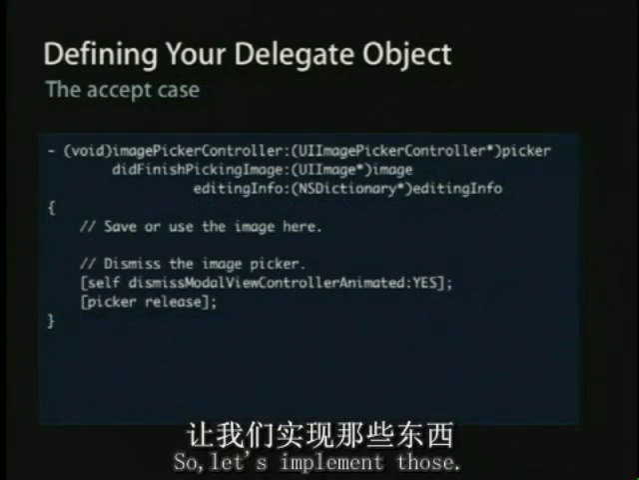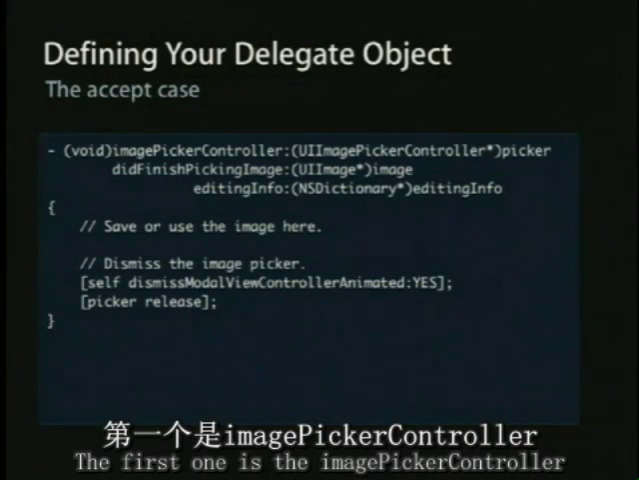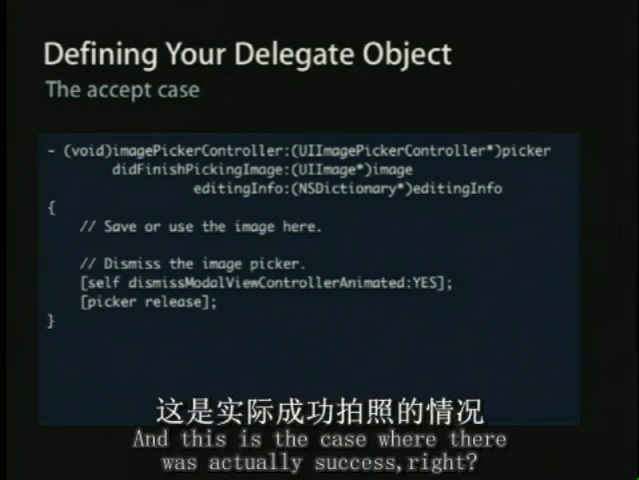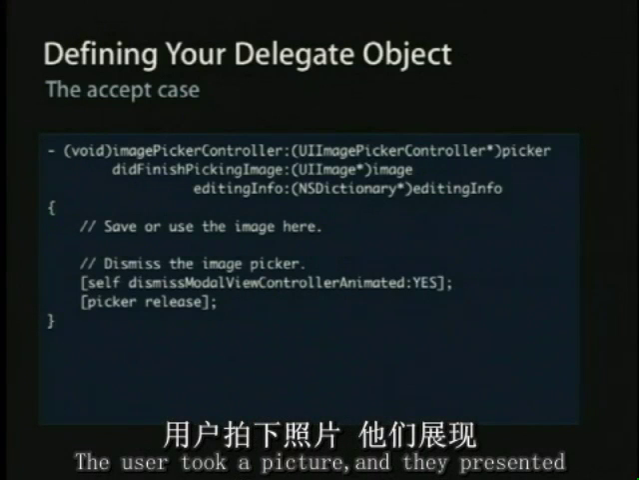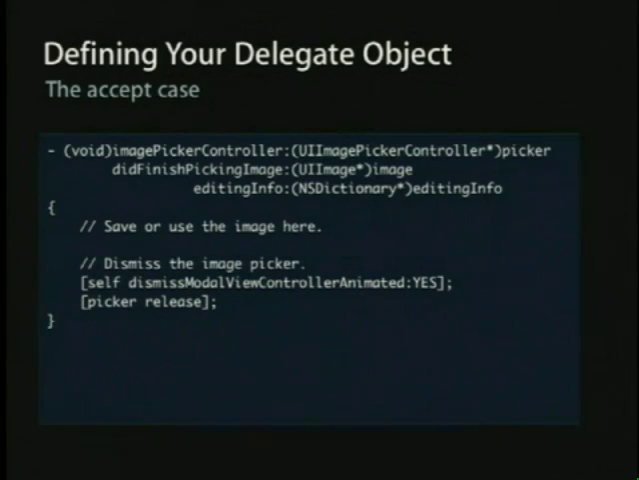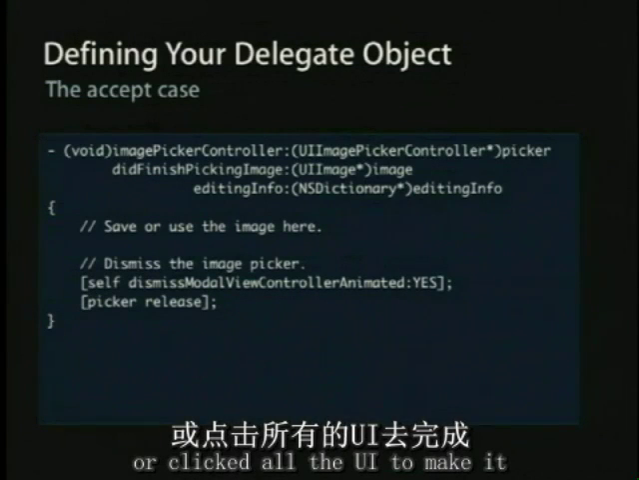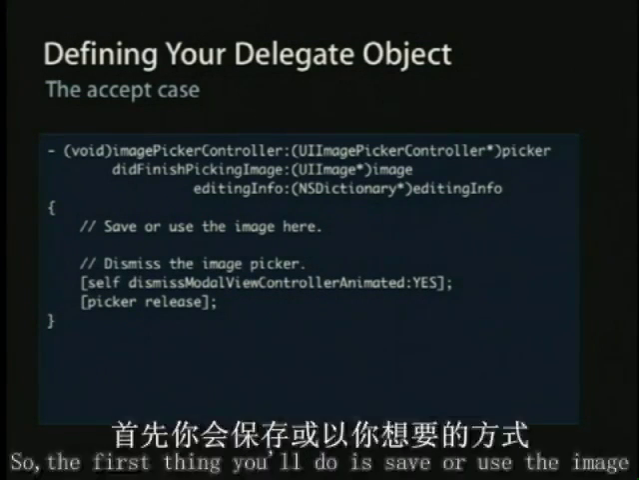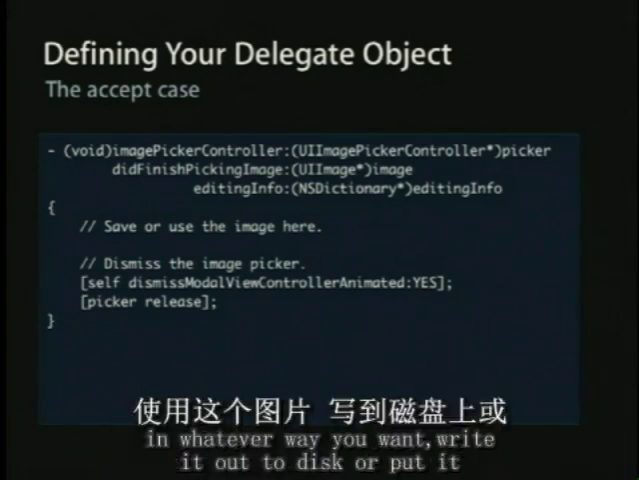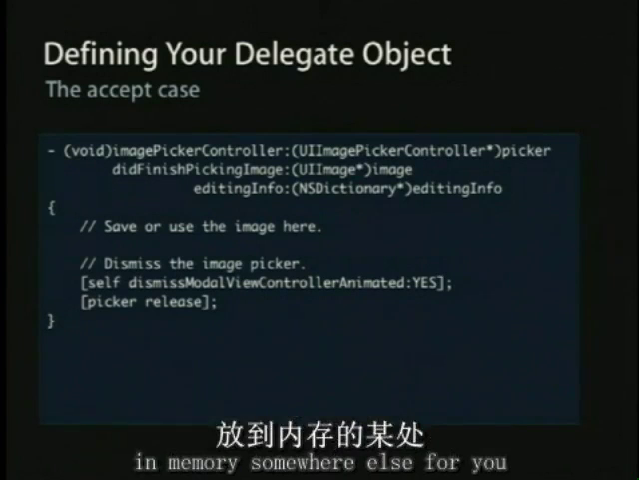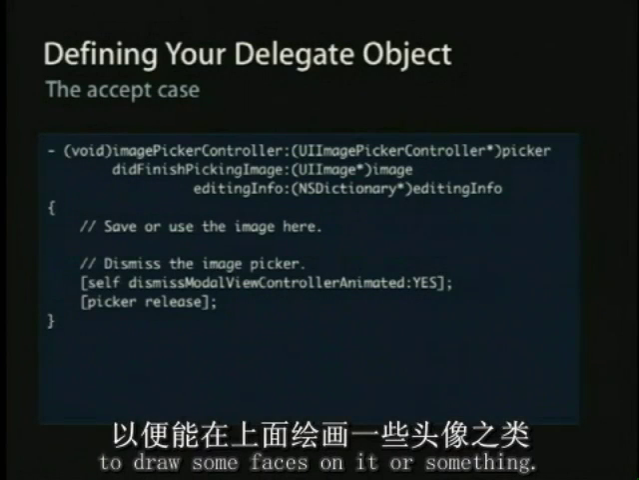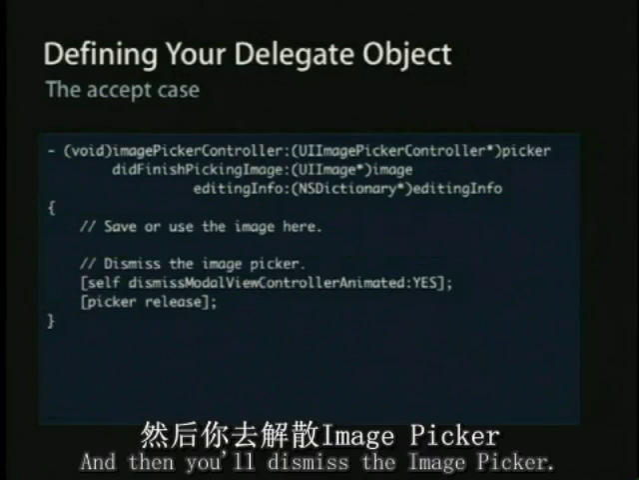All right, so let's implement those. The first one is the imagePickerController:didFinishPickingImage:editingInfo:. And this is the case where there was actually success, right? The thing came up, the user took a picture, and they clicked all the UI to make it so that they selected that image. So the first thing you'll do is save or use the image in whatever way you want. Write it out to disk, or put it in memory somewhere else for you to draw some faces on it or something. And then you'll dismiss the image picker.